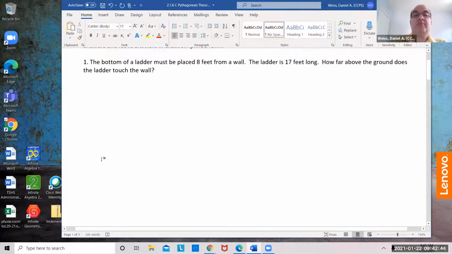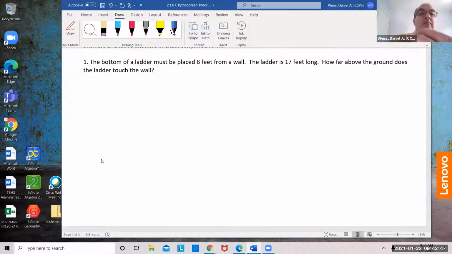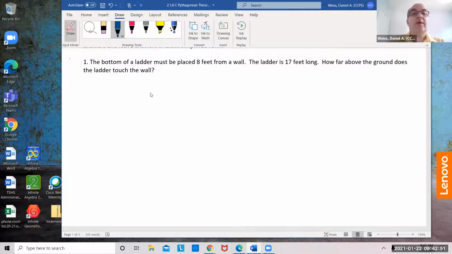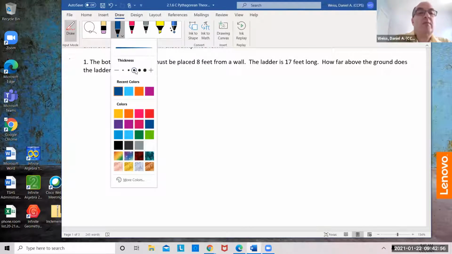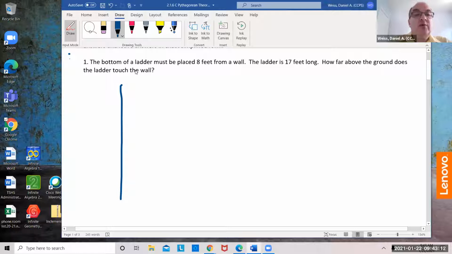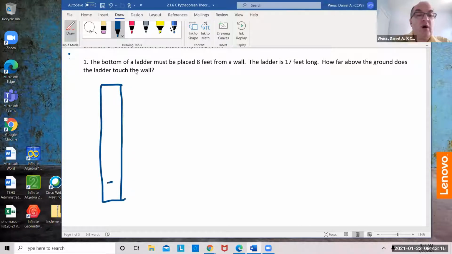It says a ladder must be placed 8 feet from a wall. So if I say draw a wall, I'm going to pretend this is my wall. Perhaps this is some kind of building, whatever, but this is my wall.